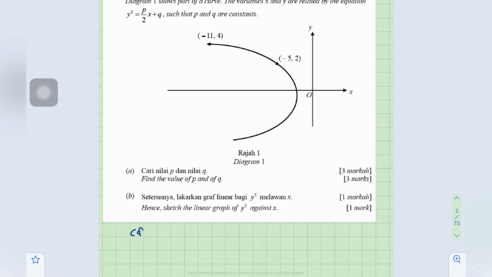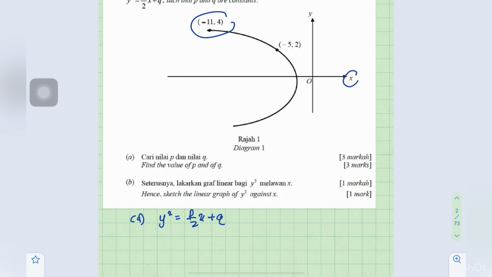Okay, from the question given, equation y squared equals p over 2x plus q. Now given point x is negative 11 and y is 4, so we substitute into the equation, because here x and y are given. So point negative 11, 4 into the equation: 4 squared equals p over 2 times negative 11 plus q.